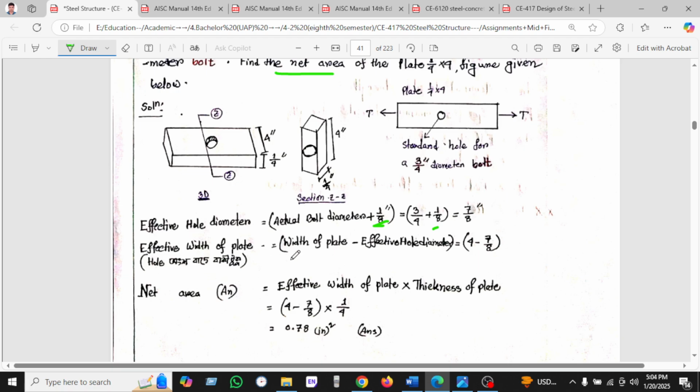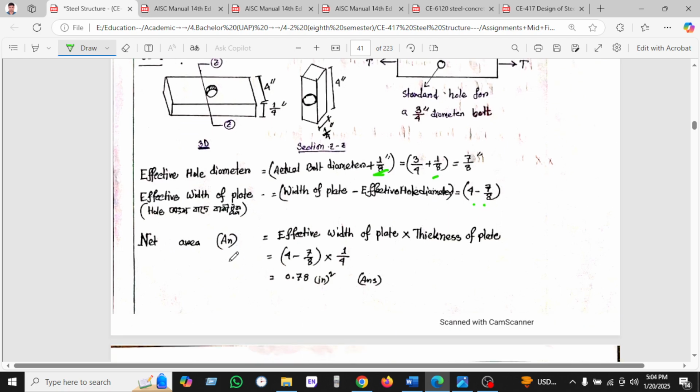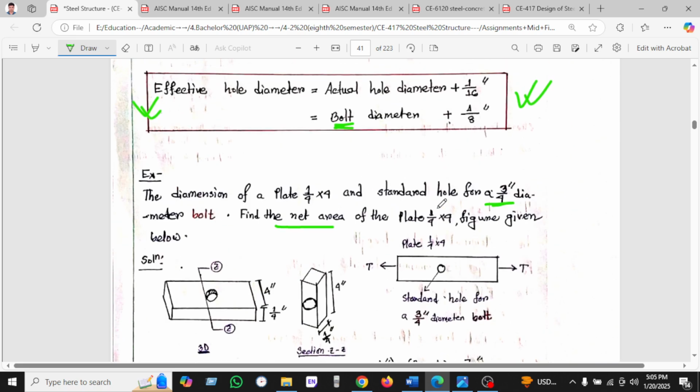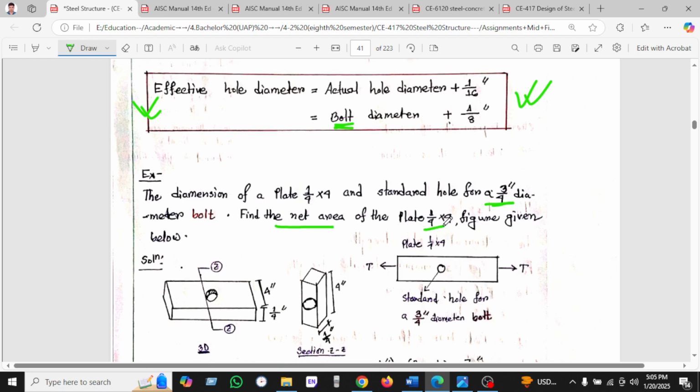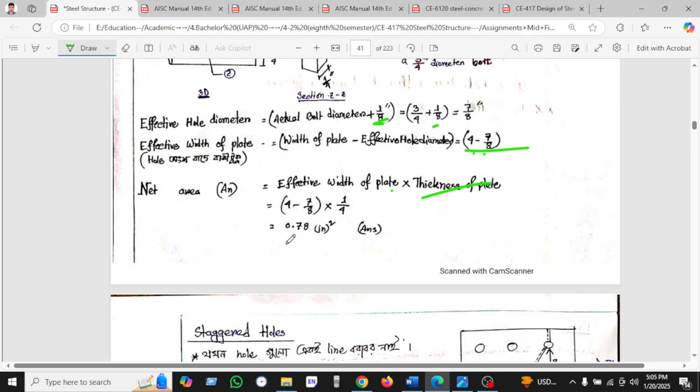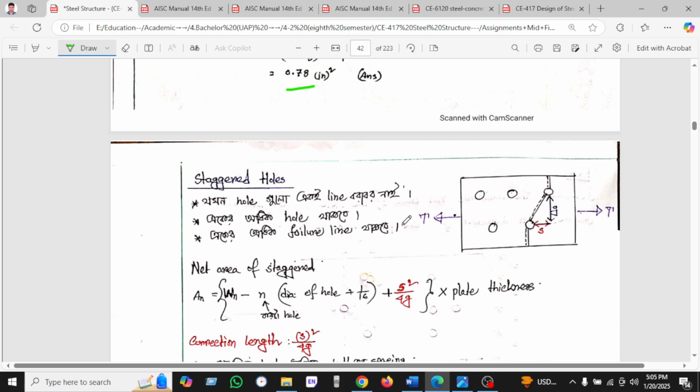And the effective width of the plate is the plate width minus the effective hole diameter, 4 minus 7/8, and the net area will be the effective width of the plate times the thickness. We found the effective width there, and the plate thickness is given in the question as 1/4, and finally we found 0.78 square inches. This was the answer. So let's see what a staggered hole is.